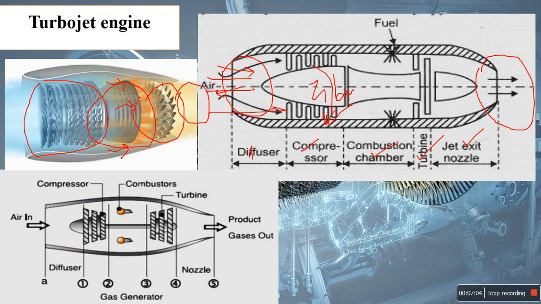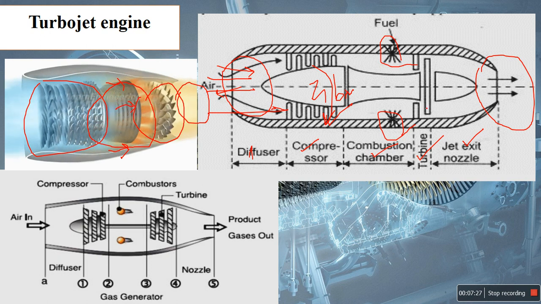The compressed air then enters the annular combustion chamber. The fuel is forced into the combustion chamber through fuel nozzles. We see here the fuel is injected through the nozzles and comes in contact with that hot air. Here 10 to 20% of the expansion of hot gases takes place in a gas turbine to produce the power just sufficient to run the compressor.